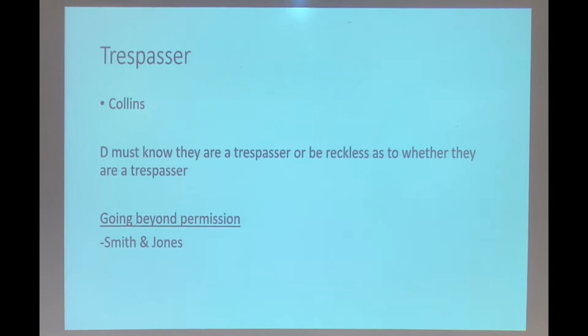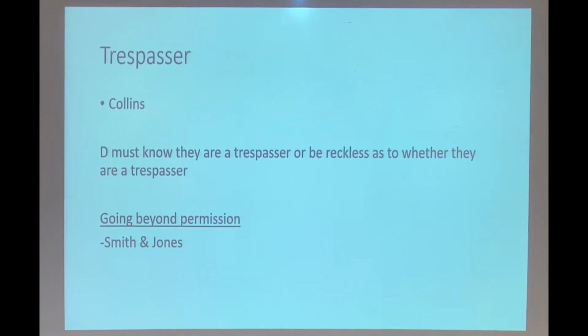And they said the defendant must know they are a trespasser or be reckless as to whether they are a trespasser to be a trespasser. They have to know or should have known, really, that they are trespassing. And in Collins, he claimed that she beckoned him in and therefore he thought he was invited in. So in that case, perhaps he wasn't therefore a trespasser.